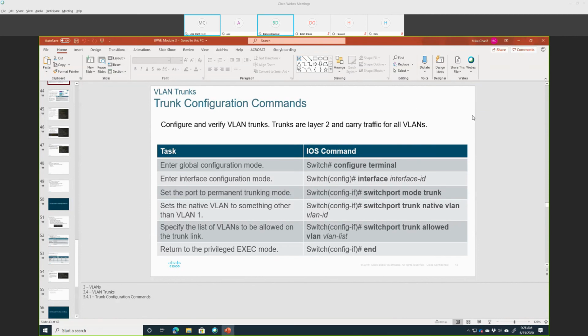Okay, so we talked about STP. What's an STP? Spanning Tree Protocol. Okay, what's the main purpose for that? Redundancy. To build redundancy and to eliminate what? Loops at layer 2.